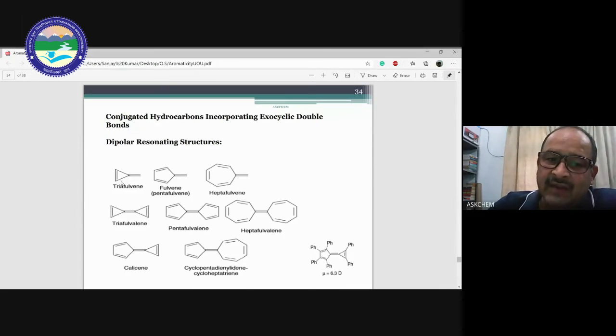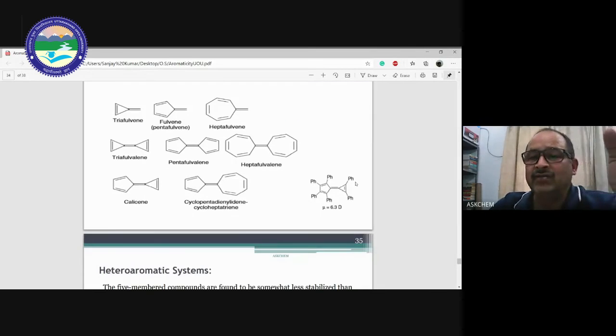And that's why triafulvene has a favorable dipolar resonating structure. Similar is the case with fulvene, where the ring carbon acquires a negative charge, making it cyclopentadienylidene, and this CH2 plus is there. Similarly, in the case of heptafulvene, we have this tropylium cation and this CH2 minus. So they are dipolar molecules; in the ground state they can be dipolar.